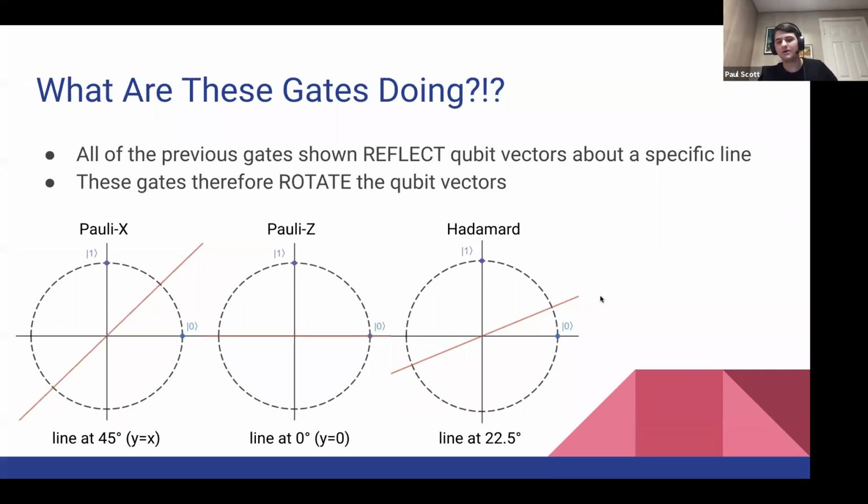And then finally, the Hadamard does the exact same thing, except now it would be the 22.5 degree line. So if we start with the 0 state, it's going to reflect and come up about here at the 45 degree angle, which will be equal probability of measuring the 0 state or the 1 state. And if we go to the 1 state, this one's a little bit harder to visualize, but it reflects it down here. And once again, it puts it in equal probability.